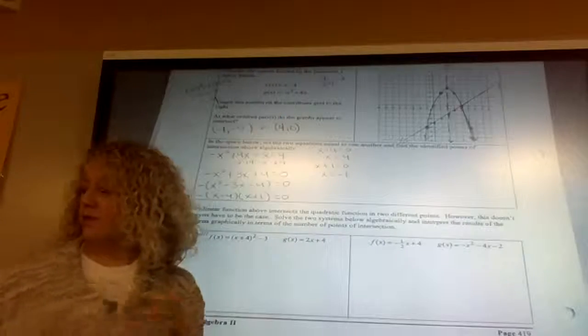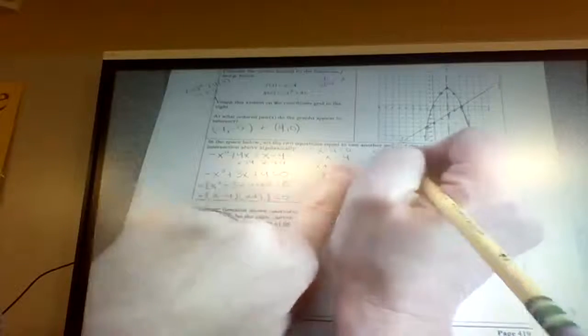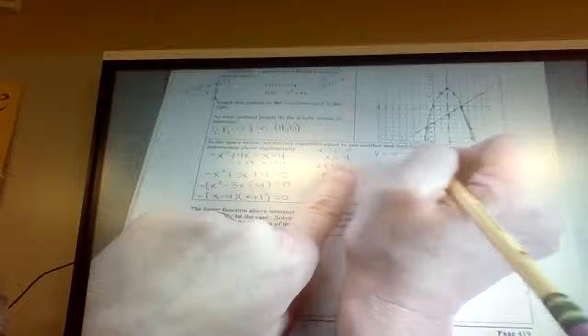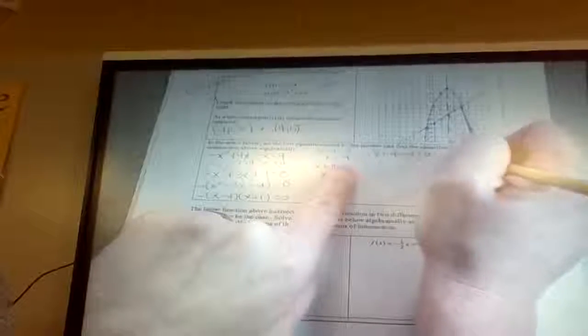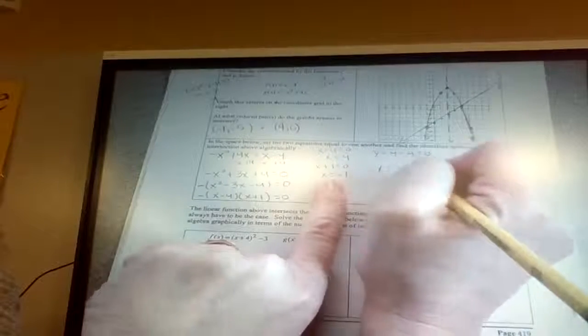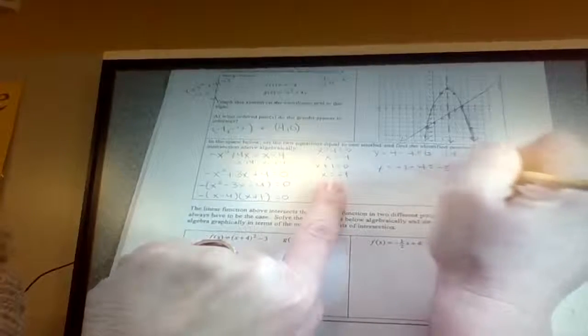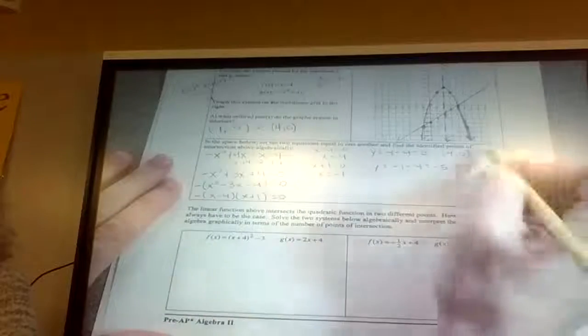So go with F. So that means y will equal x minus 4. So that's 4 minus 4, which is 0. So that's the point 4, 0. Gee, that looks familiar. Y equals x minus 4. So that's negative 1 minus 4, which is negative 5. So that's the point negative 1, negative 5. Yeah, see, we got the same thing.